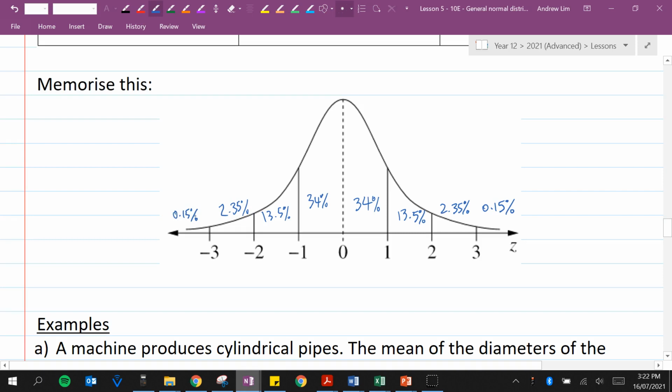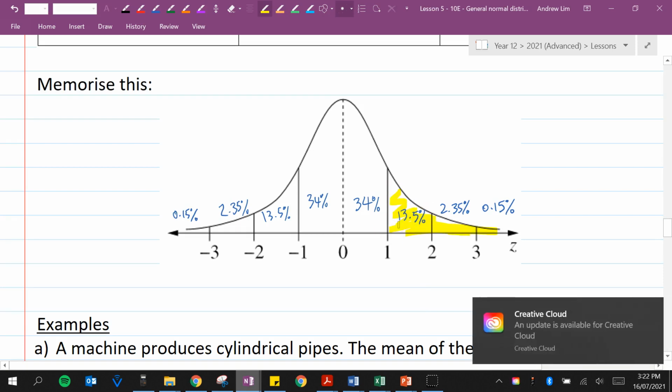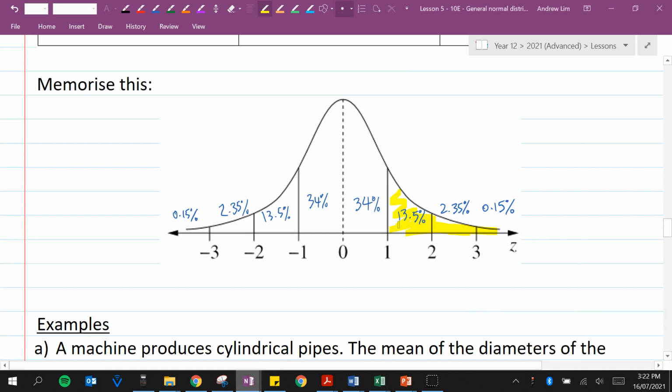Okay, so if I were to ask you, what percentage of scores lie between 1 and 2 standard deviations of the mean, it's just 13.5%. Or if I were to ask you, what percentage of scores lie greater than 1 standard deviation above the mean, it's all of this. We just add those 3 together. Or you could do 100% minus 50% and minus 34%. Okay, up to you. But these are the 4 numbers I want you to memorize.